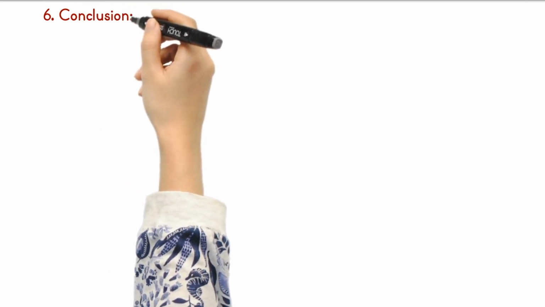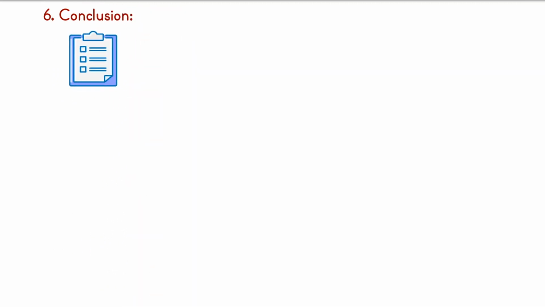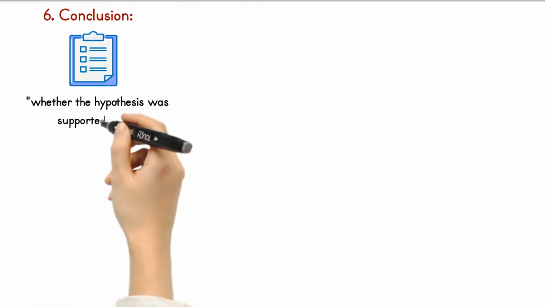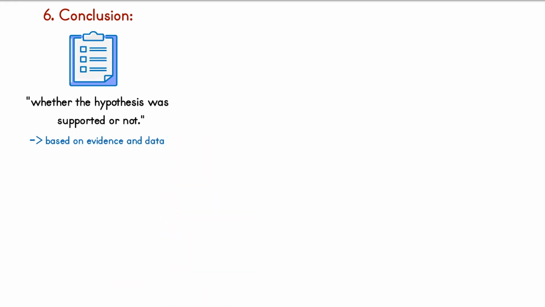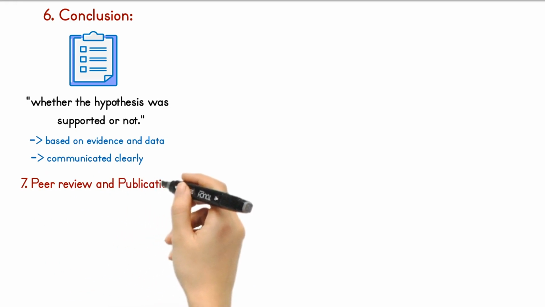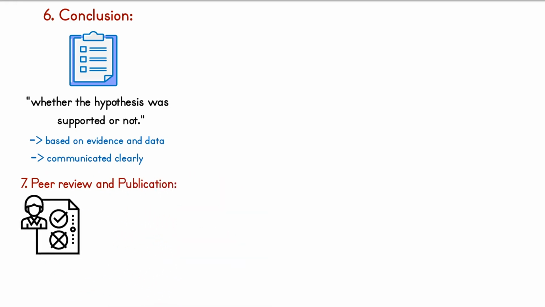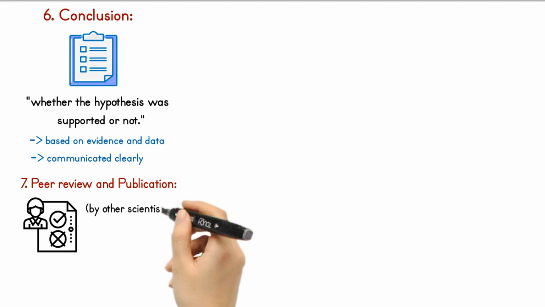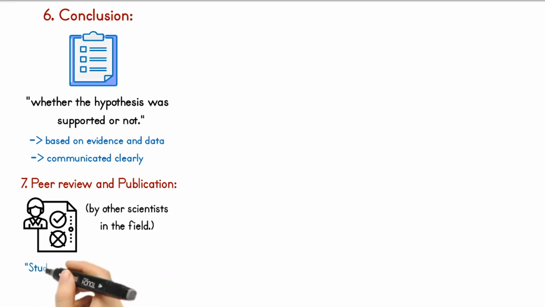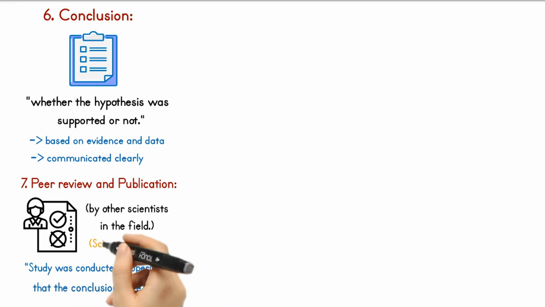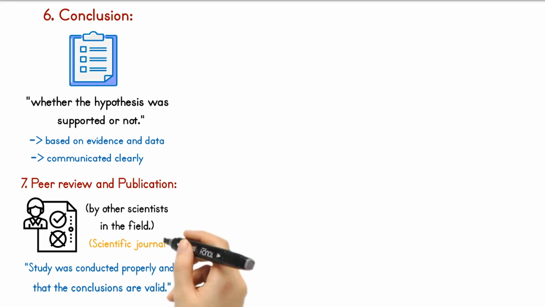6. Conclusion. Based on the data collected, the researcher will draw a conclusion about whether the hypothesis was supported or not. The conclusion should be based on evidence and data and should be communicated clearly. 7. Peer review and publication. The final step of the scientific method is to have the results reviewed by other scientists in the field. This helps to ensure that the study was conducted properly and that the conclusions are valid. The results can then be published in a scientific journal.